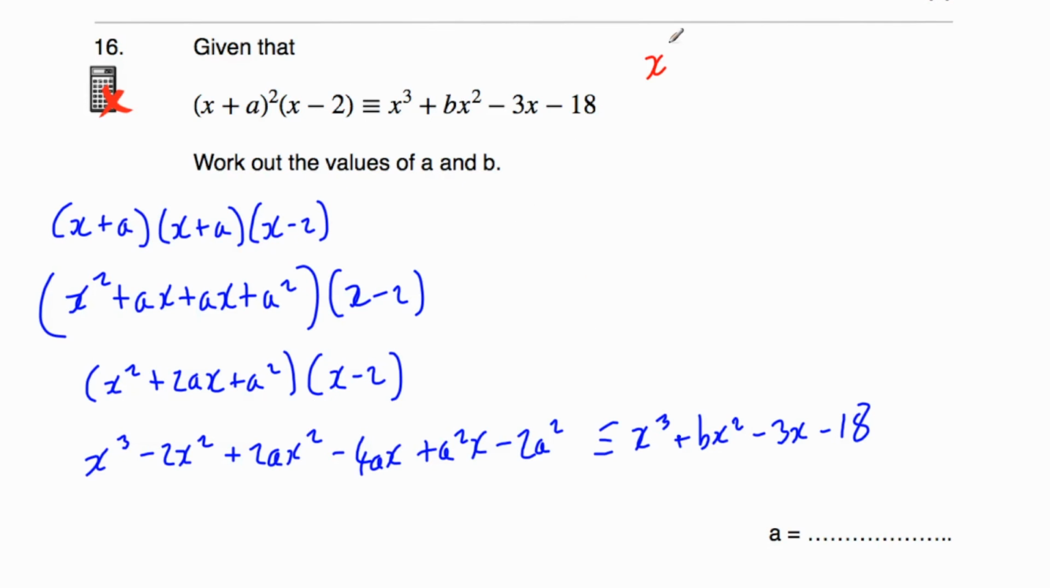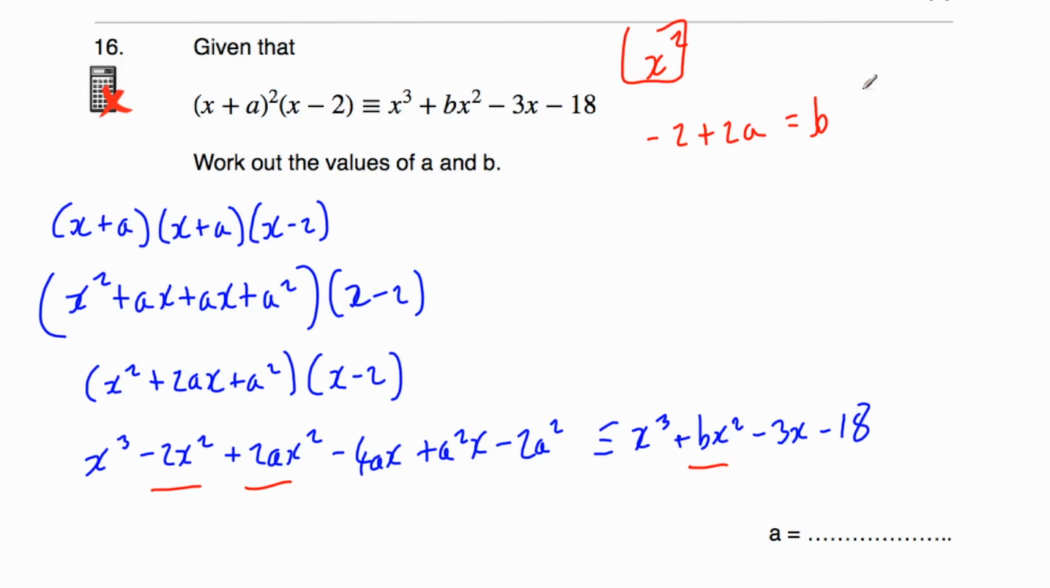So let's start off with our x squared terms. So on our left hand side we've got minus 2x squared, and then we've got plus 2ax squared, and these are the terms involving x squared on the left hand side. So looking at the coefficients, we'd have minus 2 plus 2a, and on the right hand side our term involving x squared is bx squared, so that's going to be equal to b if we equate their coefficients. So now that's equating the coefficients of x squared.